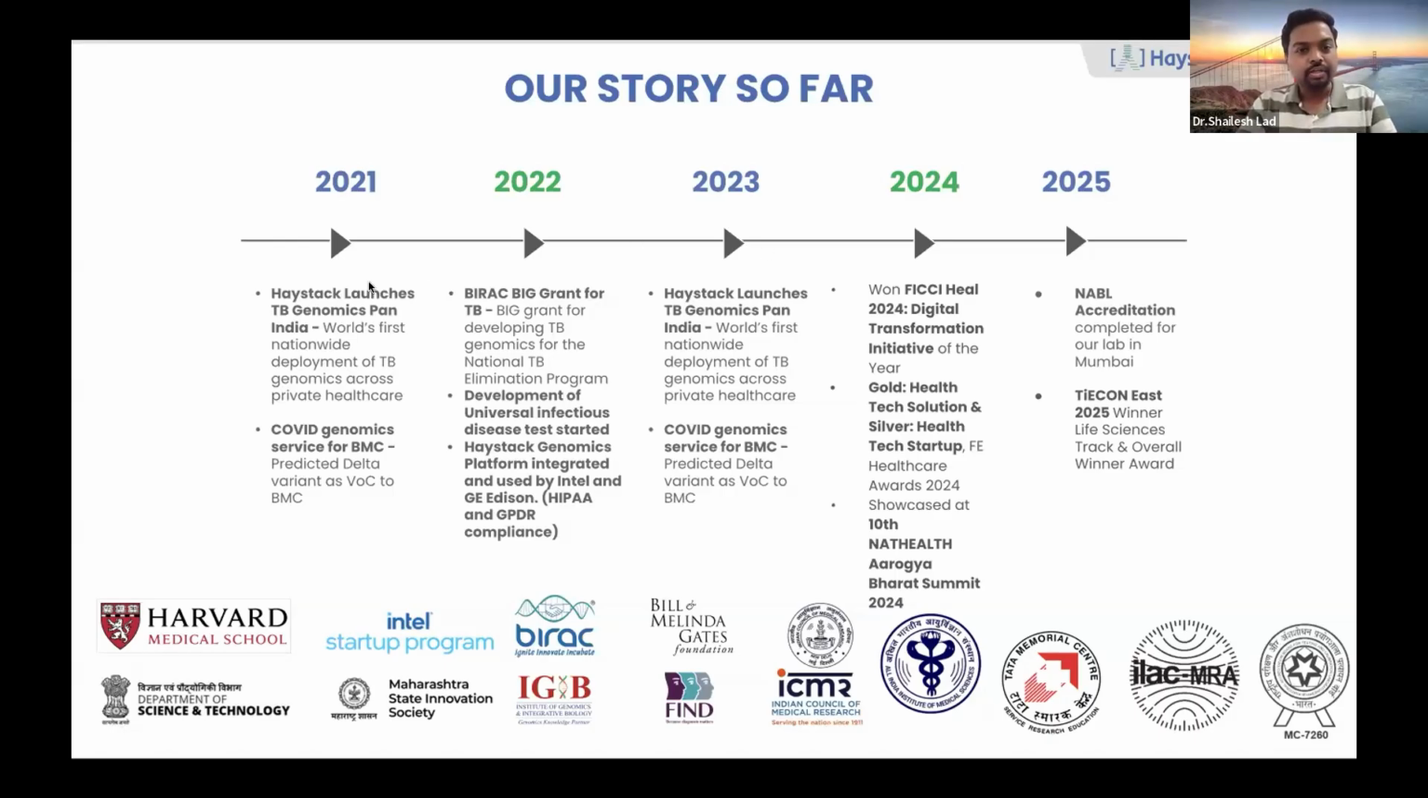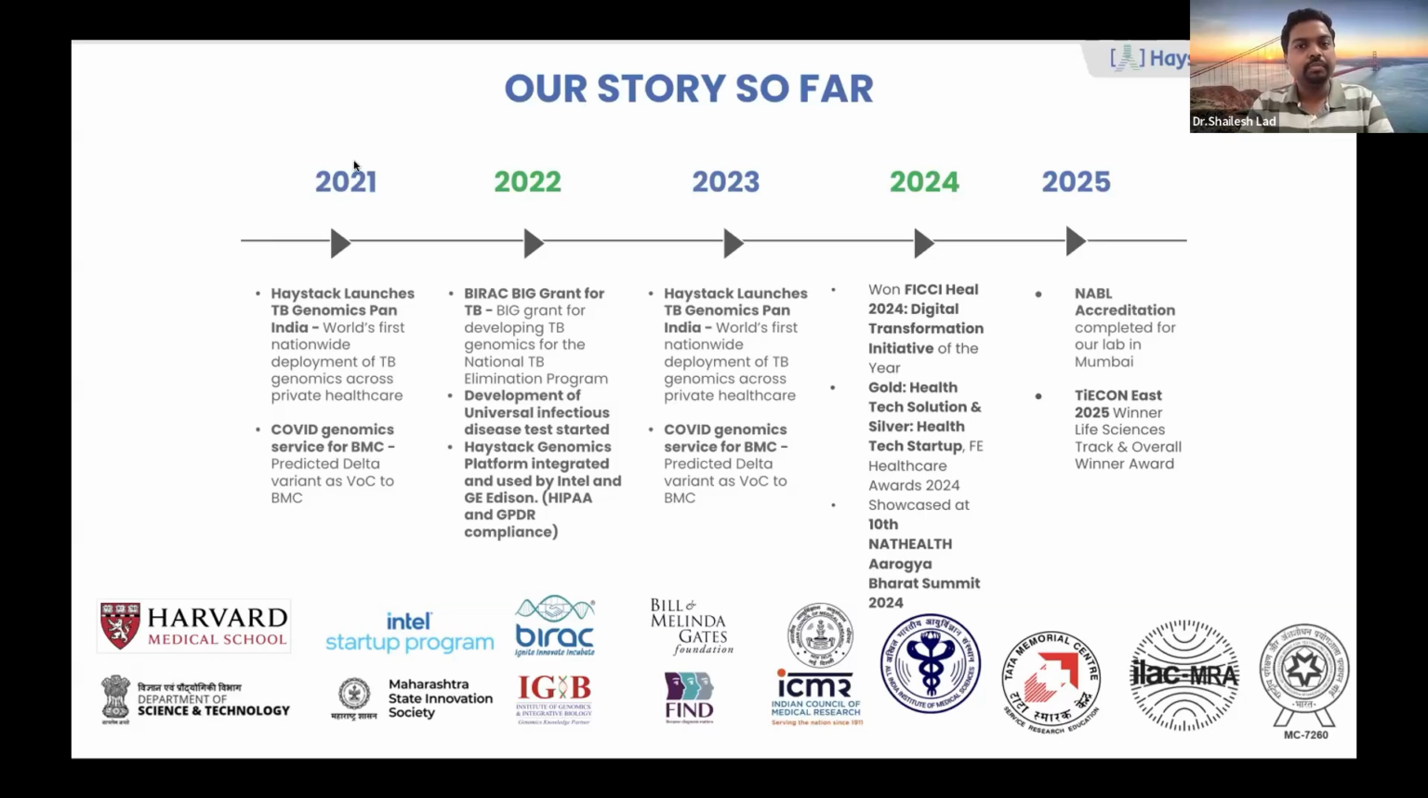Our first product, TB whole genome sequencing, is the first nationwide deployment of TB genomics, wherein we are able to detect not just Mycobacterium as the organism, but also any other tubercular mycobacteria which might be present, as well as provide DST, drug susceptibility, for 18 antibiotics. We started this in 2021 as a pan-India program.